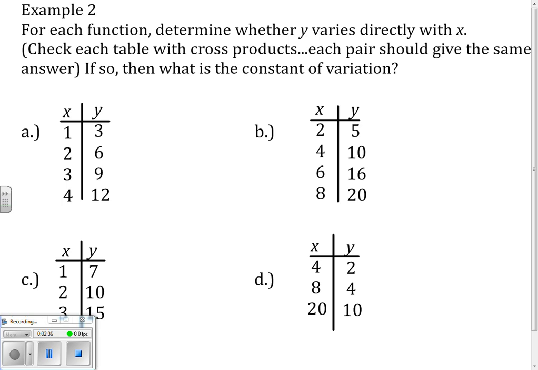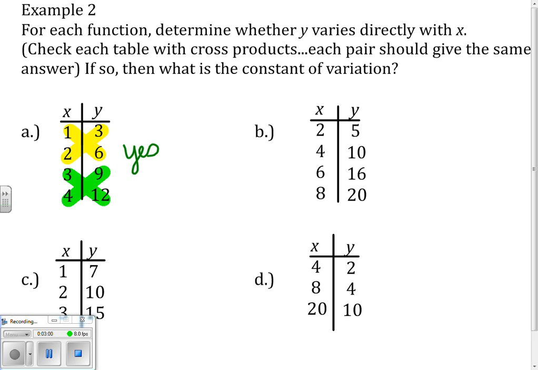So in letter A, I'm going to check the first set of cross products. It should be the case that 1 times 6 is the same as 2 times 3. And it is, because they're both 6. And again, you should check more than one set. Do 3 times 12, that's 36. And so is 4 times 9, also 36. So this is a yes, the cross products work.